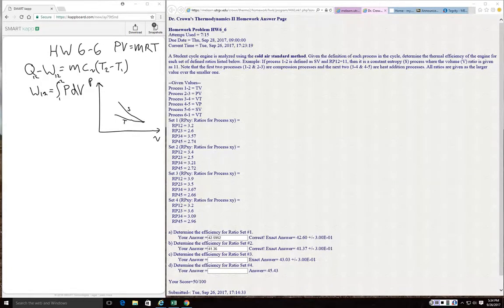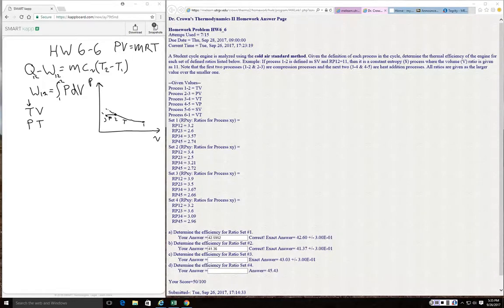So my first process is TV, which means it's a constant temperature process with a volume ratio given. So I don't need this line because it's not isentropic. The next process is constant pressure. So here's state 2, and this is a constant pressure process to state 3. So those are my 2 compression processes. And on this one, the temperature ratio is given. So you can see here, if I continue this temperature line, this would be a lower temperature line. So the temperature drops in that second process.